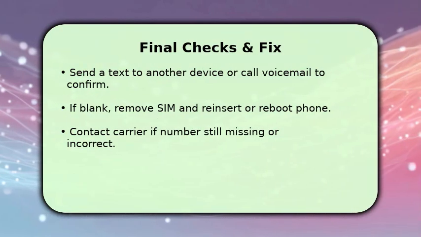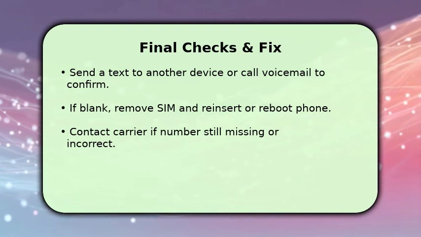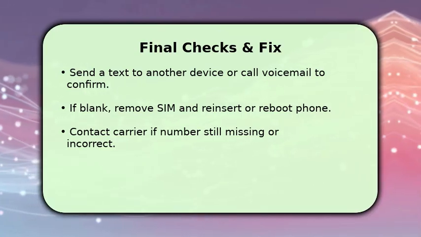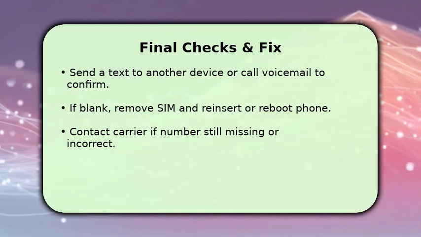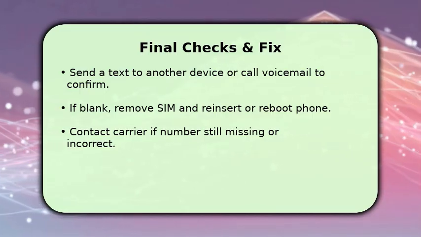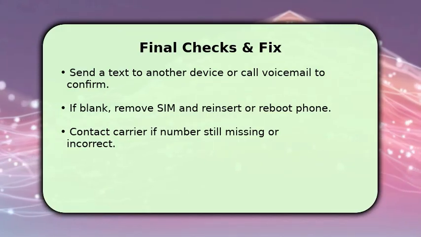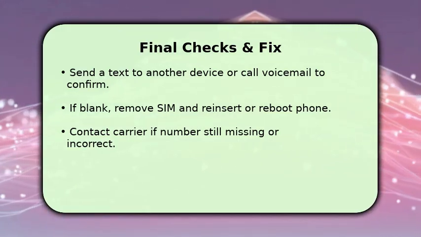To finish, verify the number by sending a text to a friend or calling your voicemail. This confirms the line in use. If your number remains blank in settings, power off, remove and reinsert the SIM, then reboot. This often forces the phone to read carrier data. If reinsert and reboot fail, contact your carrier because they can confirm the line assignment or reprovision the SIM. Make sure to have account details ready so they can fix it quickly.